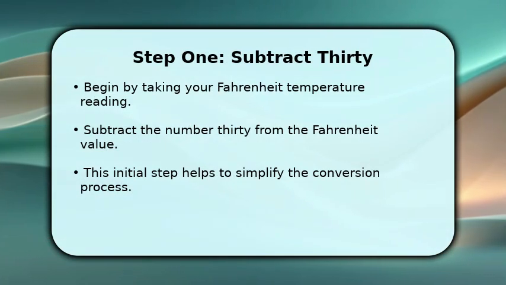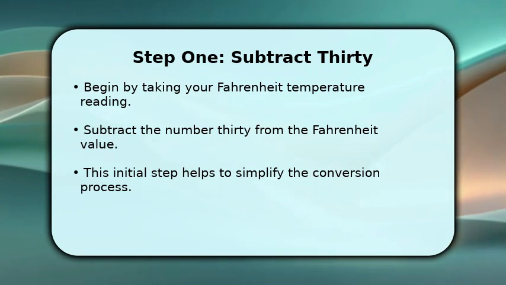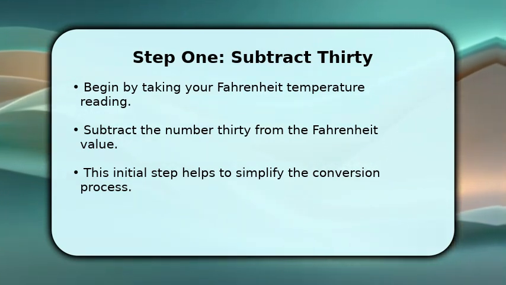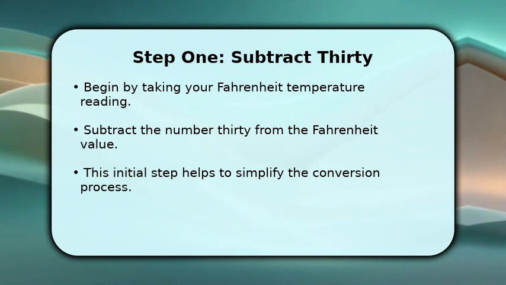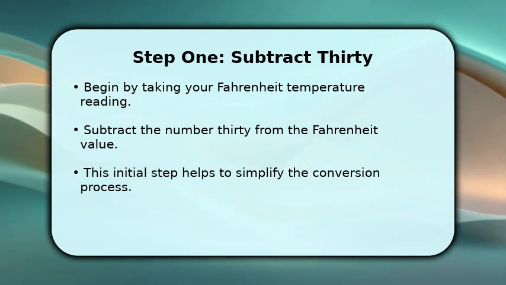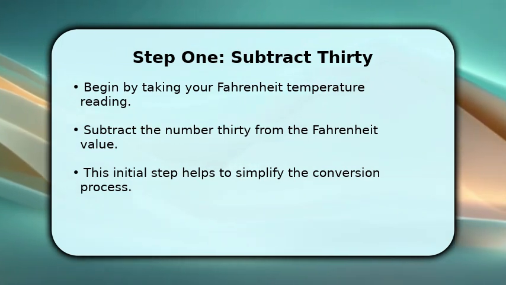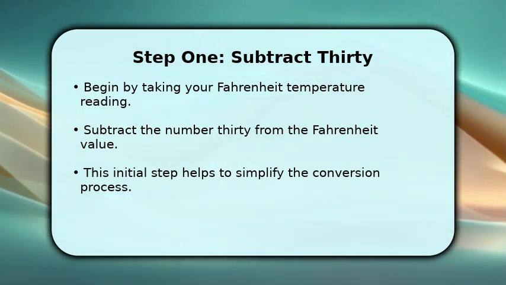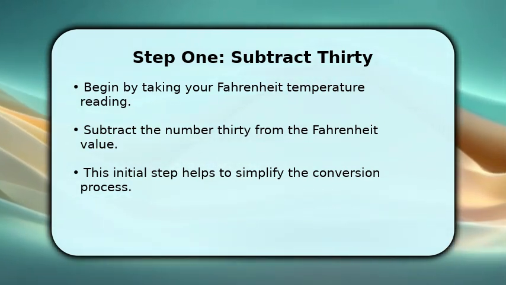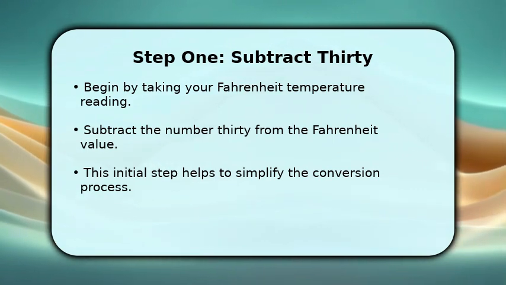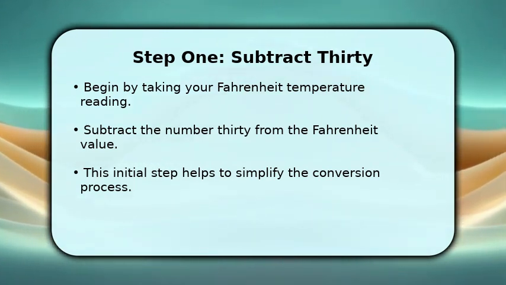Our first step is super straightforward. Take your Fahrenheit temperature and simply subtract 30 from it. For example, if it's 70 degrees Fahrenheit, you'd subtract 30, leaving you with 40. This initial subtraction helps us get closer to the Celsius scale by adjusting for the difference in their freezing points. It's a crucial starting point for our easy approximation.